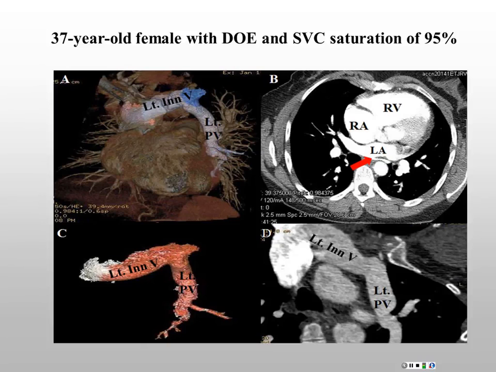Partial anomalous pulmonary venous return. The only blood vessel from the left side of the left lung joining the left atrium was here, crossing in front of the descending aorta. And these are different imaging showing the left pulmonary vein joining the left innominate vein. She underwent surgery with improvement of her symptoms.